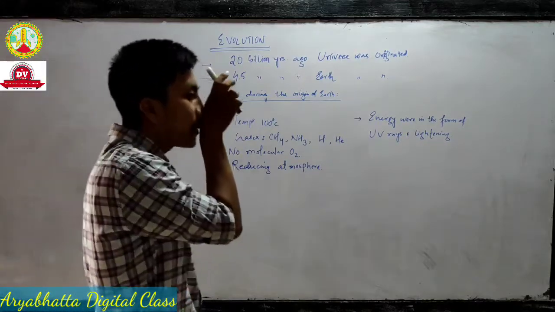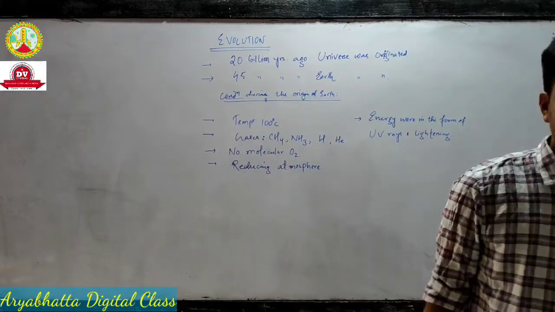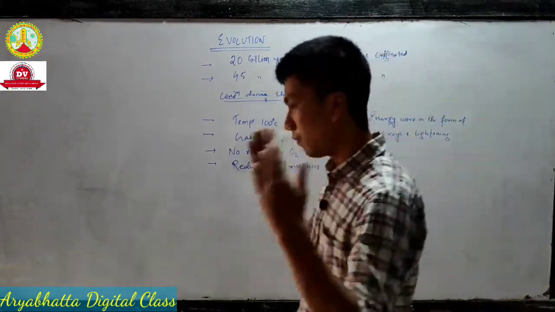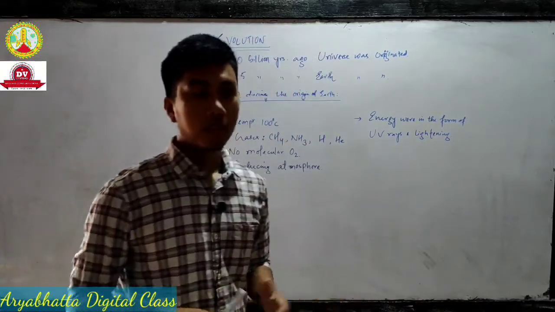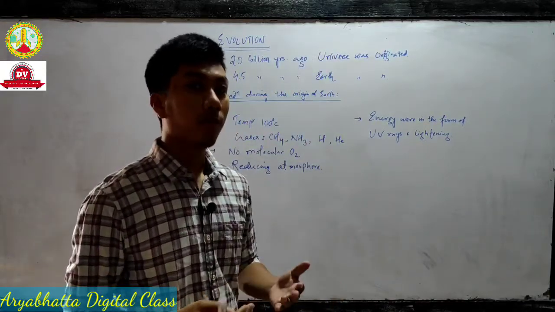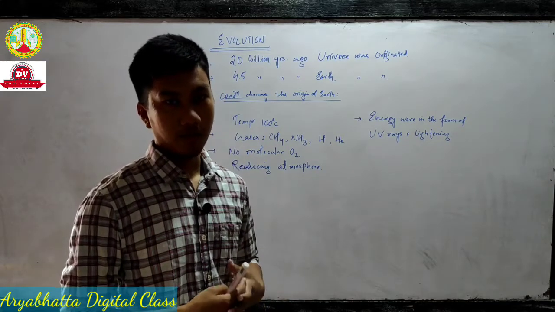So it is estimated that our universe originated about 20 billion years ago. 20 billion, a huge number. And the Earth originated about 4.5 billion years ago. Life, 4 billion years ago.